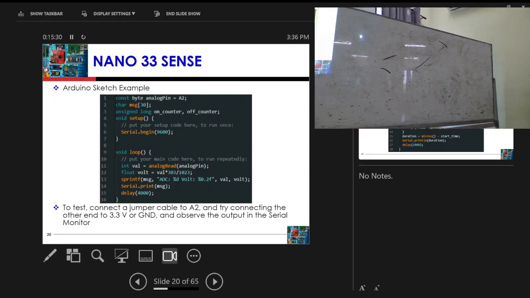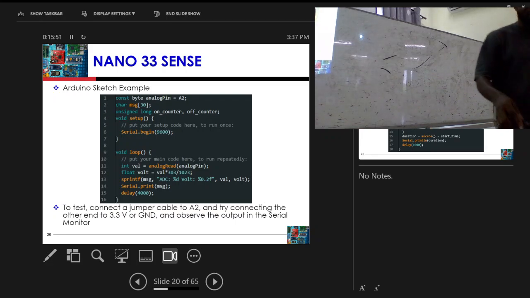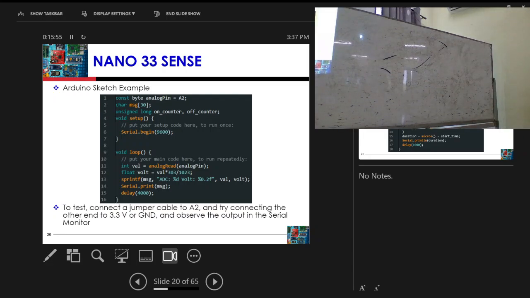What do you think 1023 means? It's not even very technical. Once you know what you're doing, it's just common sense. So 1023. Who knows what it means? What does this value mean?